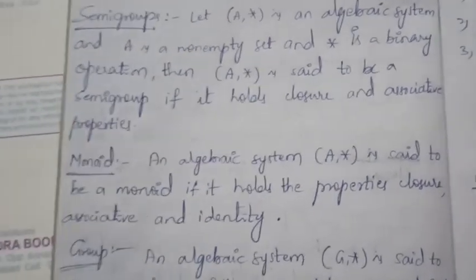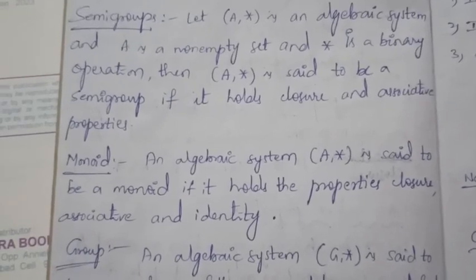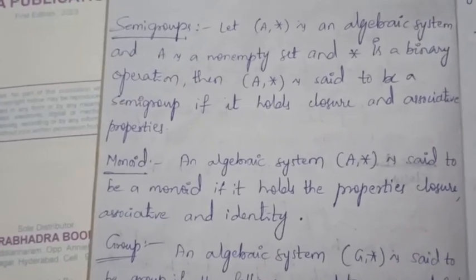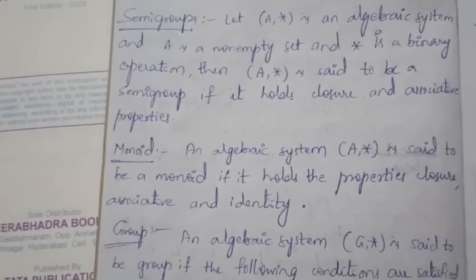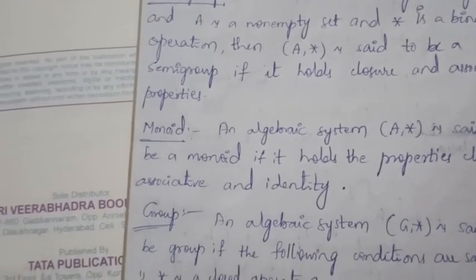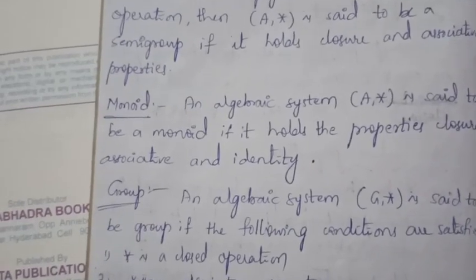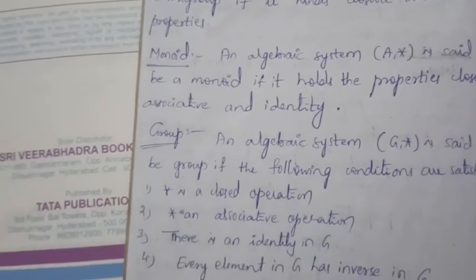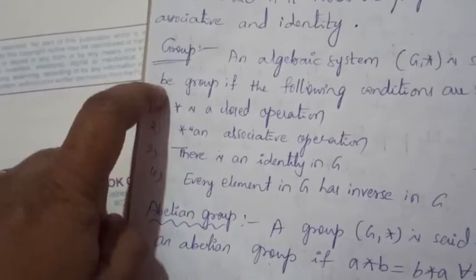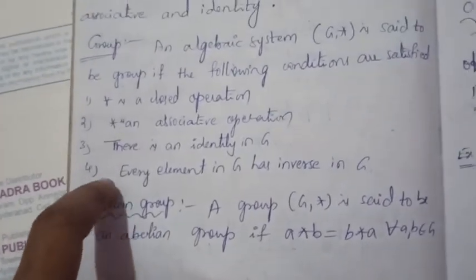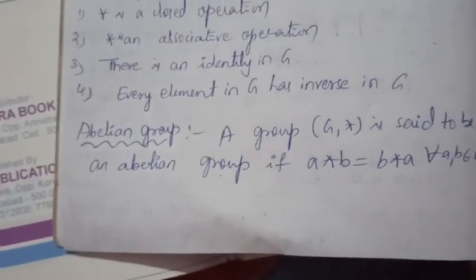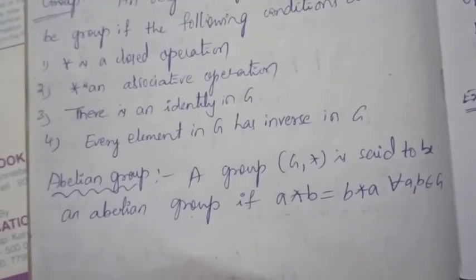Semigroup means closure and associative properties are held by that particular algebraic system. Then that algebraic system is called a semigroup. And while coming to the monoid, it is an algebraic system which holds the properties closure, associative and identity. The extra property here is the identity property. And next one is group. An algebraic system G comma star is said to be a group wherever these four properties are satisfied. Then that particular algebraic system is called a group. And while coming to the abelian group, including those four properties, another property, commutative, also holds.